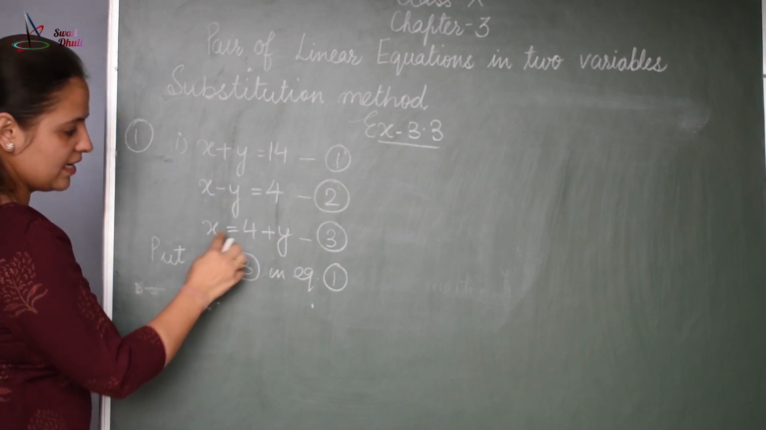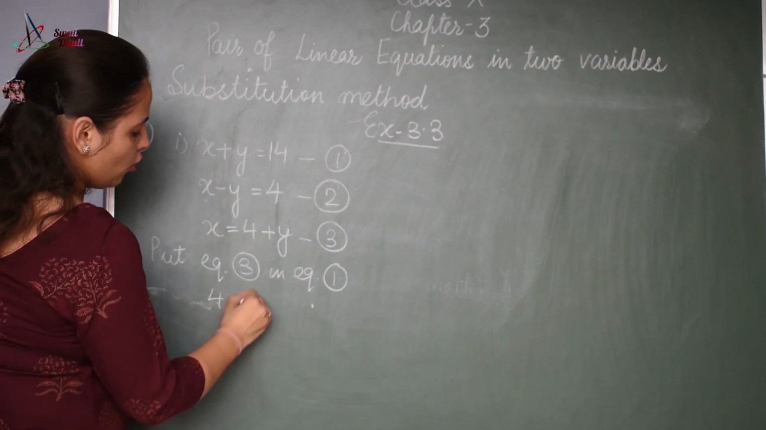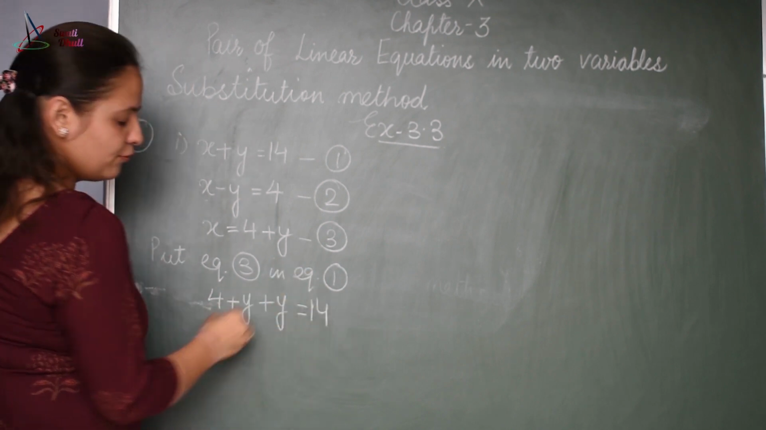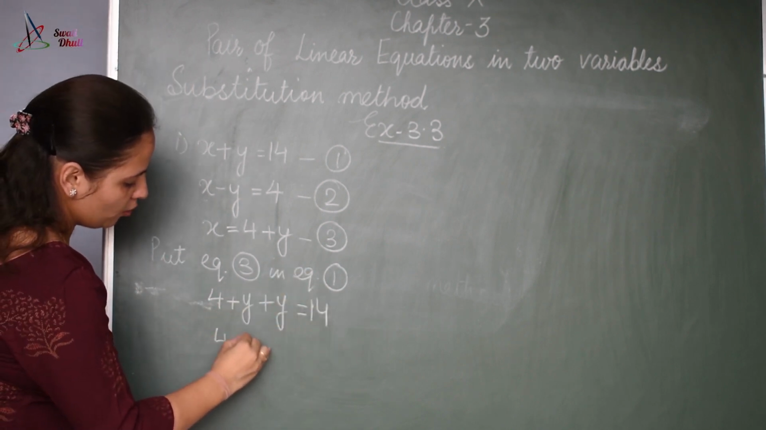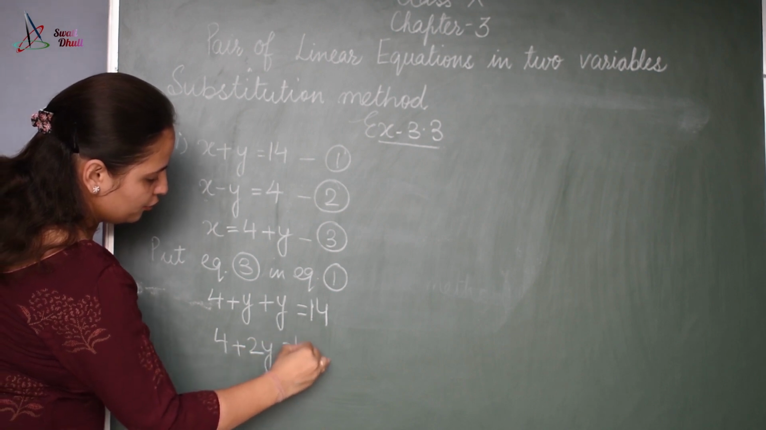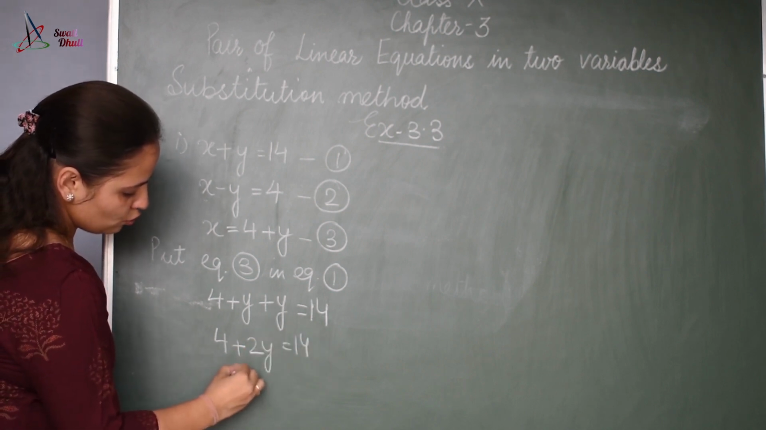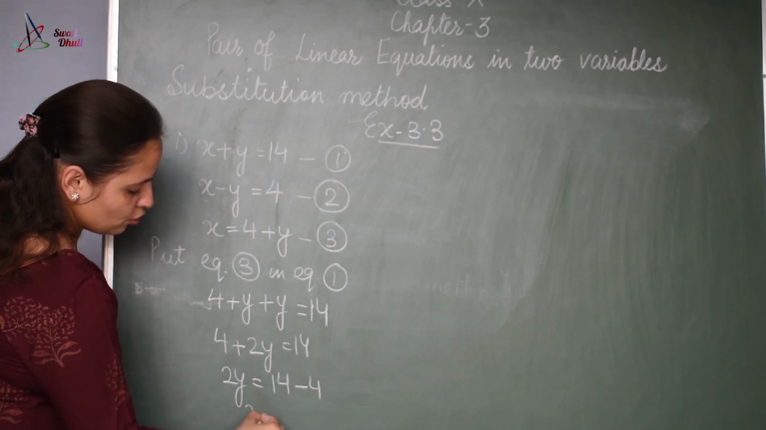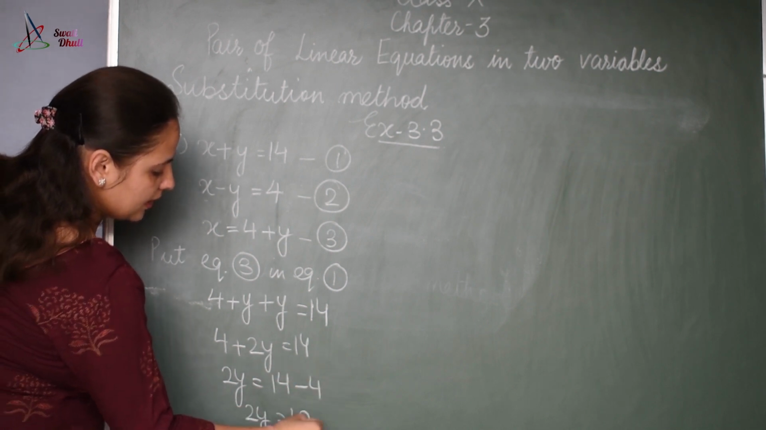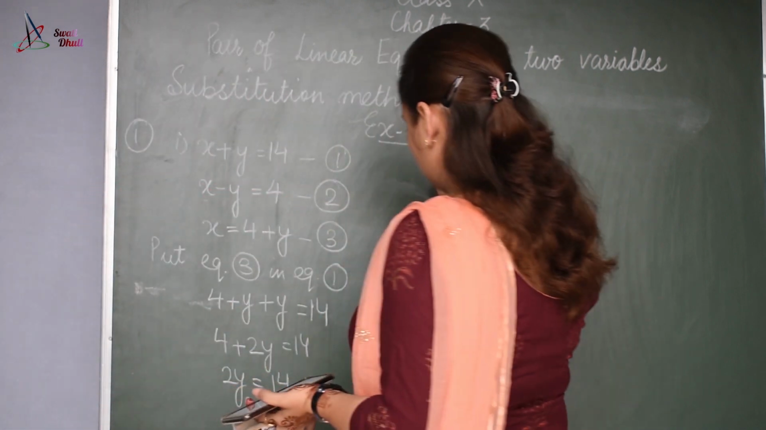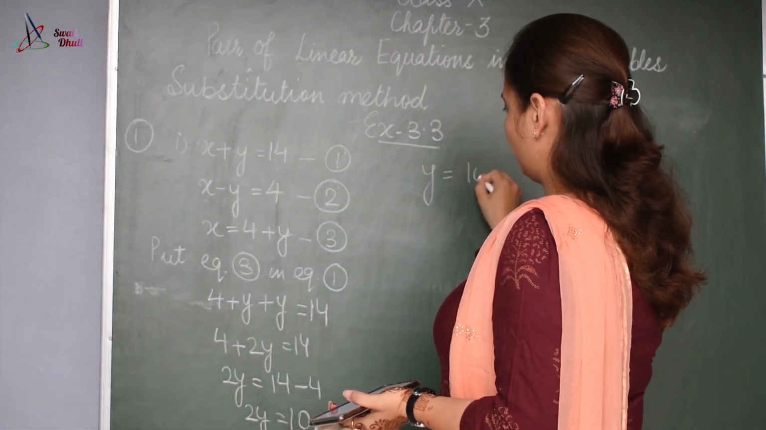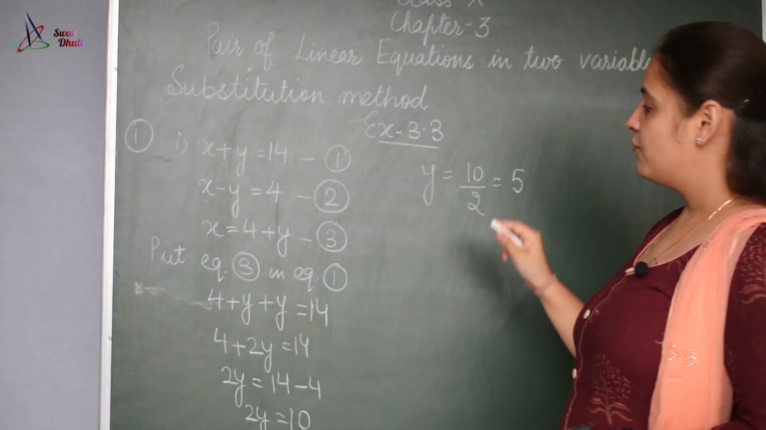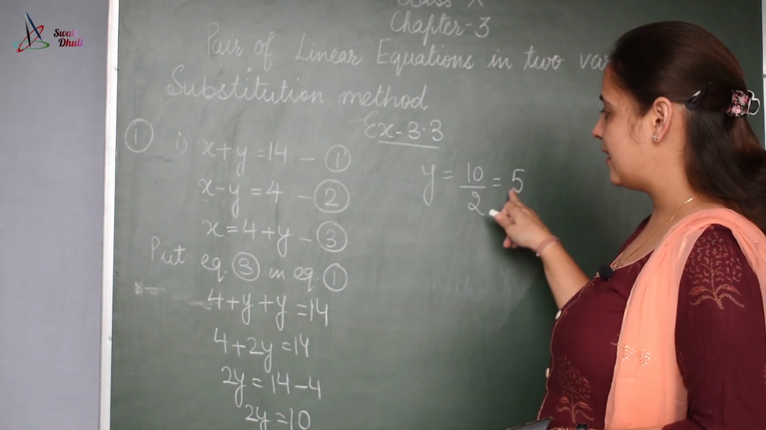So it will become x is 4 plus y. So 4 plus y plus y is equal to 14. So this will be 4 plus 2y is equal to 14. Now 2y is equal to 14 minus 4. So 2y is equal to 10. That means y is equal to 10 by 2, that means y is equal to 5. We have got the value of y, that is 5.